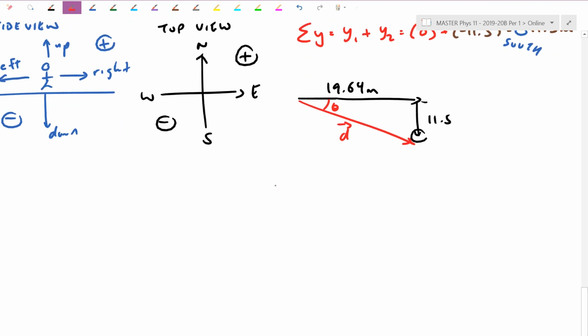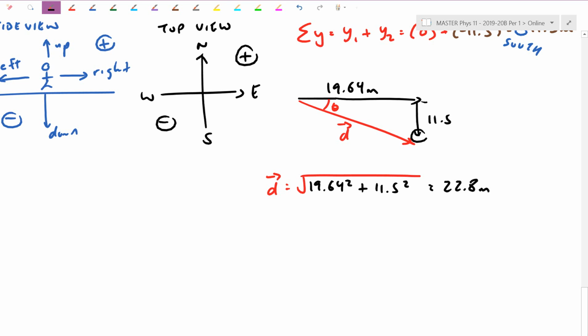So let's do our Pythagoras. The hypotenuse is given by the square root of a squared plus b squared. So 19.64 squared added to 11.5 squared. We'll do that in my calculator here. 19.64 squared plus 11.5 squared. I'll take the square root of that answer. This gives me 22.8. Overall, I am 22.8 displaced.